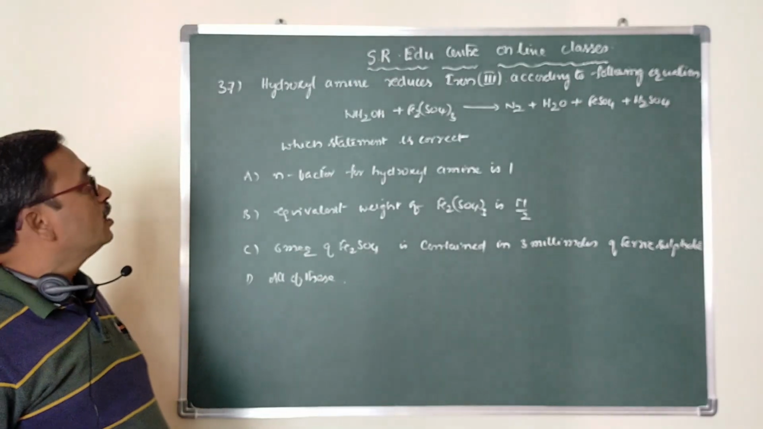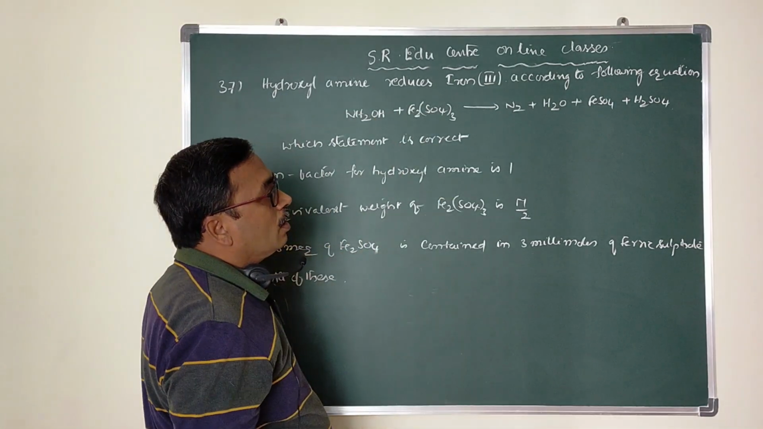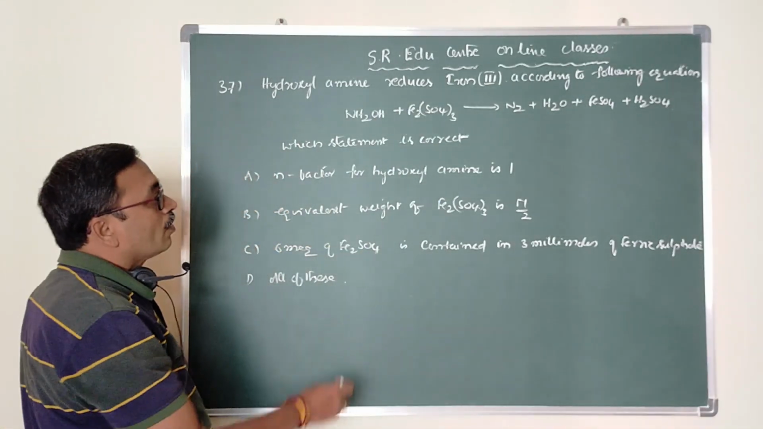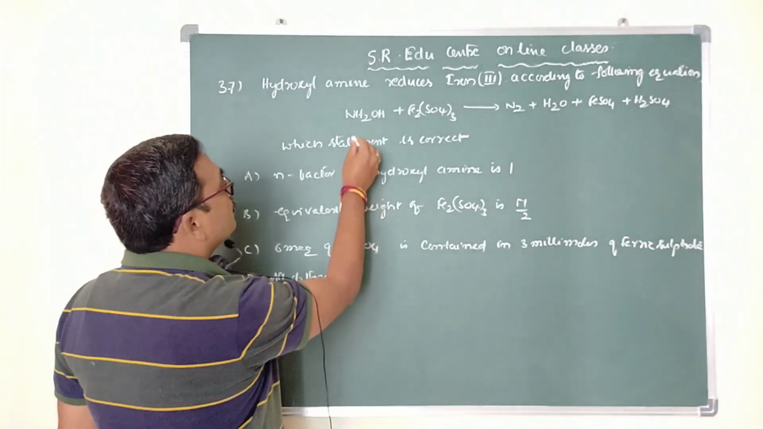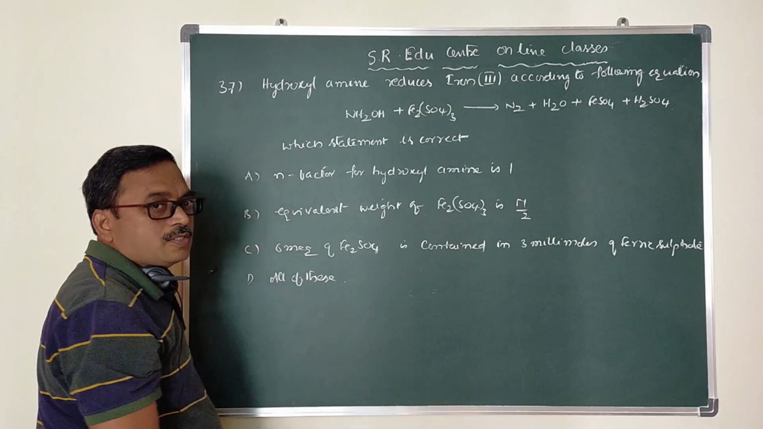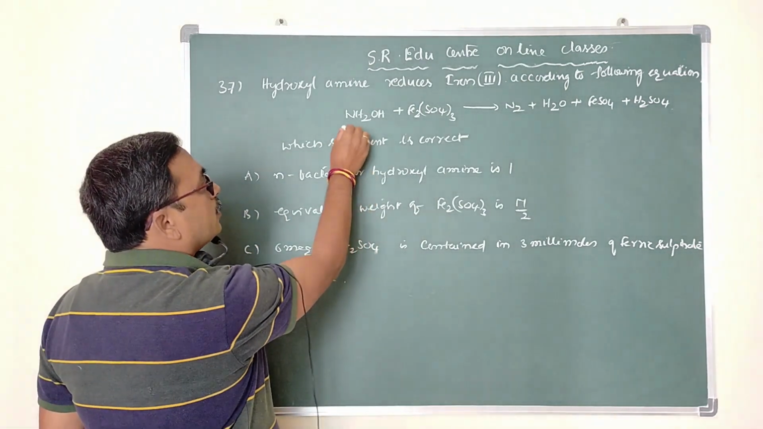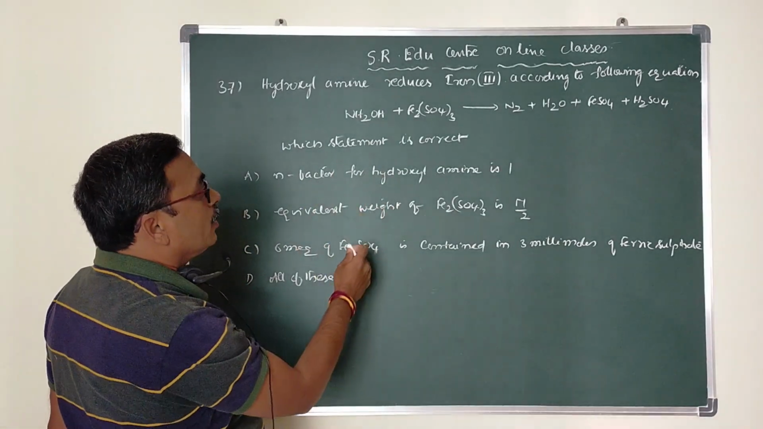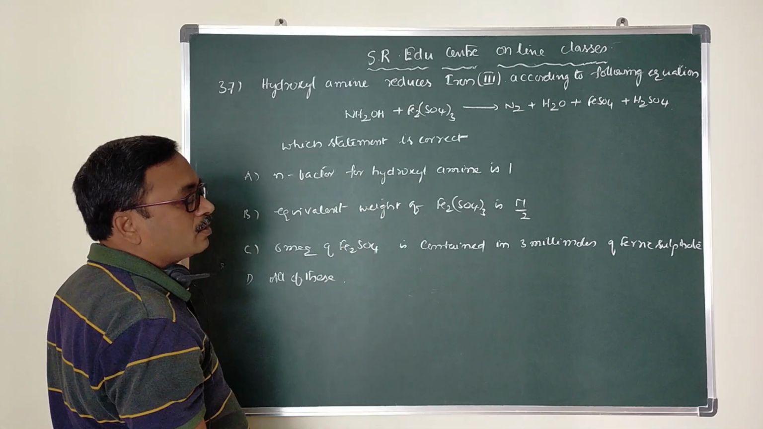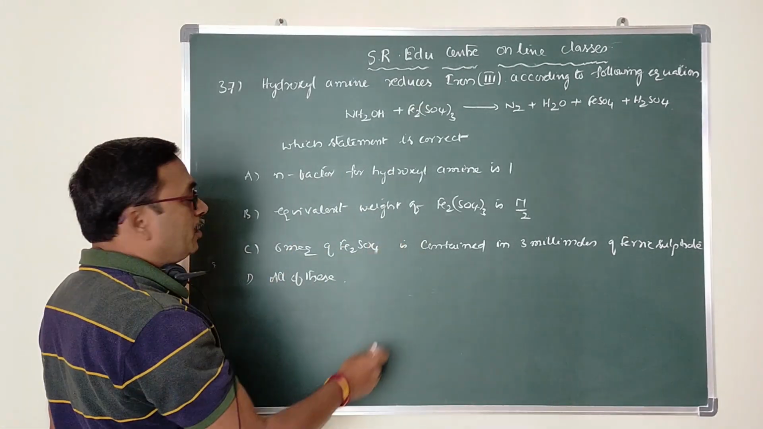Next question is 37. Hydroxylamine reduces iron 3 according to the following equation. Which statement is correct? In the material, the hydroxylamine formula is given as NH4OH, which is incorrect. Correct it as NH2OH. So which statement is correct? N factor for hydroxylamine is 1. Equivalent weight of ferric sulfate is M/2.